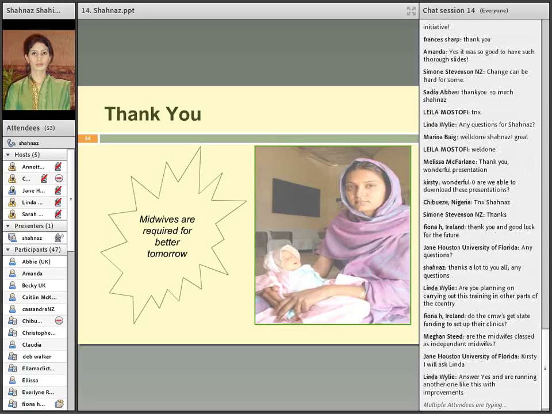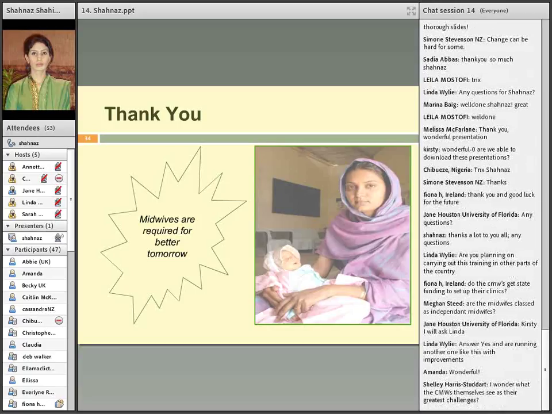Okay, as Fiona is asking, do the midwives get state funding to set up? The midwives just get the equipment, the delivery kit sort of thing, to conduct the deliveries, and they get 2,500 to 3,000 every month as their incentive. But it is not effective for the community midwives to run their setup. It's very low for them. So they have to definitely generate their own business and serve and earn money on their own.